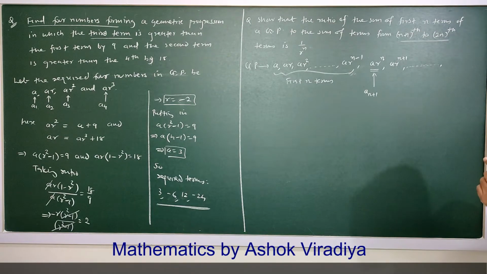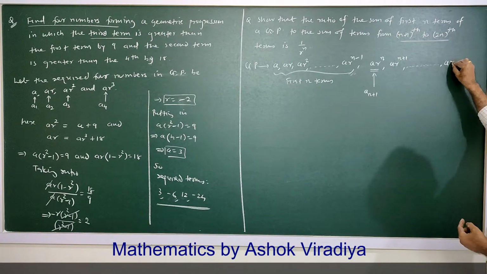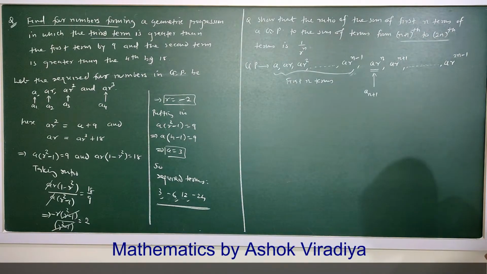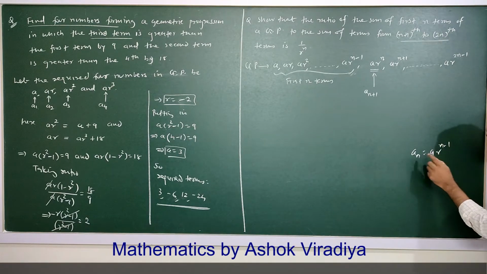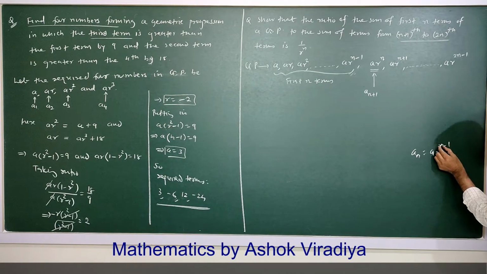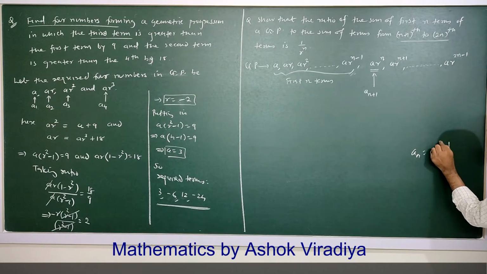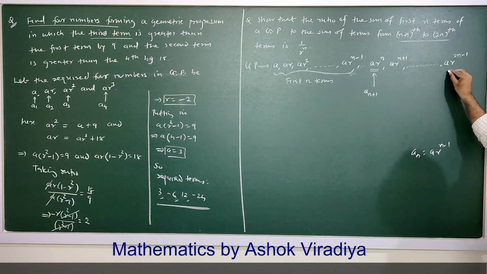The 2nth term is a into r raised to 2n minus 1. See, the formula for the nth term is a into r raised to n minus 1. If you want the 100th term, you keep 100 here. If you want the 50th term, you keep 50 here. You want the 2nth term, so put 2n here. So a into r raised to 2n minus 1. So this is the 2nth term.